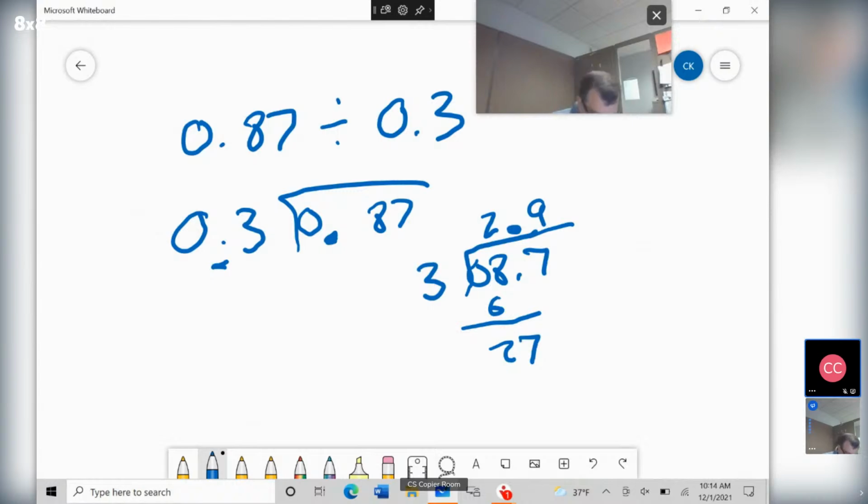Just remember, whenever you have a decimal on the outside, you're going to have to multiply it by 10 or 100, because we have to get rid of that decimal. And if we multiply that number by 10 or 100, we have to multiply the other number by the same. So whatever we do to the numbers, we have to treat them the same. If we multiply one by 10, we multiply the other by 10. If we multiply by 100, we multiply the other by 100.